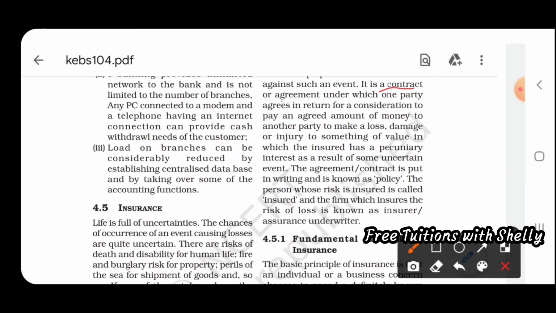So it is a contract. One party agrees, in return for consideration, to pay an agreed amount of money to another party to make good a loss, damage, or injury. That is, when a loss, damage, or injury takes place, this one party agrees to the other that you will get a certain sum of money when this loss occurs, so that you have to pay some premium amount monthly.